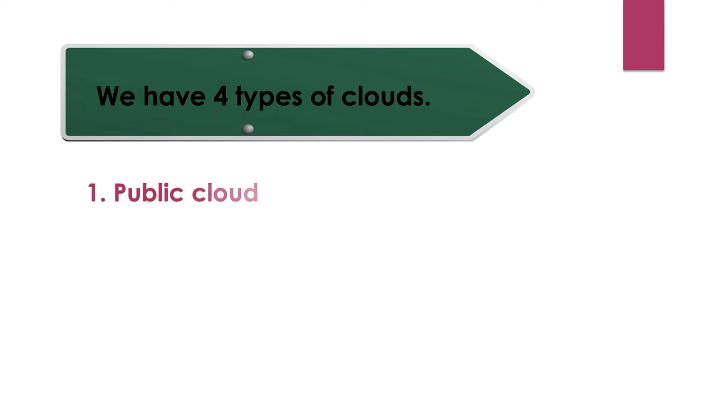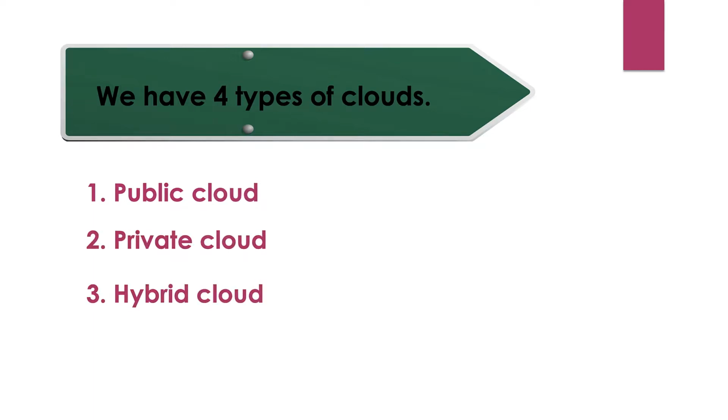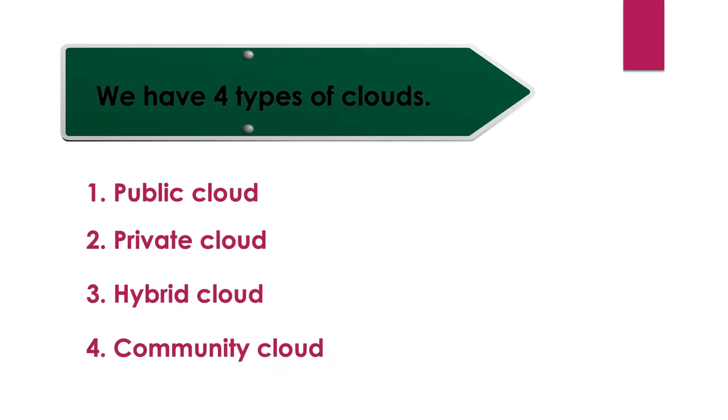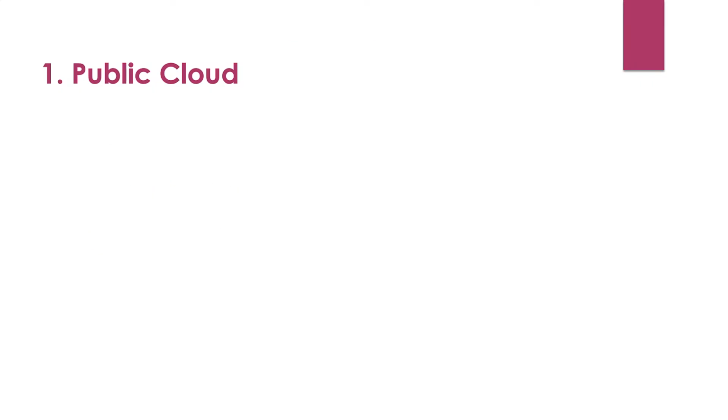The first basic three clouds are public cloud, private cloud, and hybrid cloud. And the extended version is community cloud, which is a combination of hybrid cloud and other clouds like public and private clouds. Now let's take the public cloud. As the name says, public cloud is open to the public. It can be accessed over the internet by anyone who has internet. So public cloud allows accessibility and services easily to the general public.